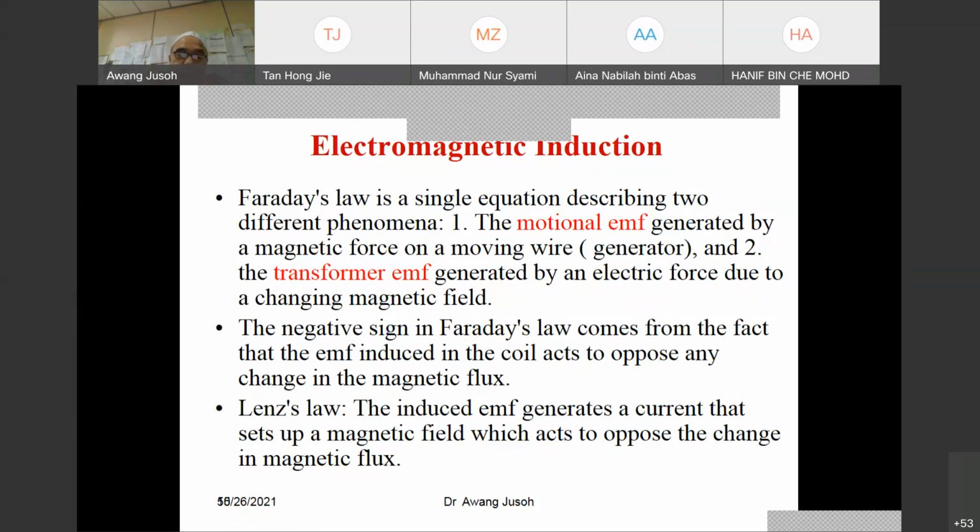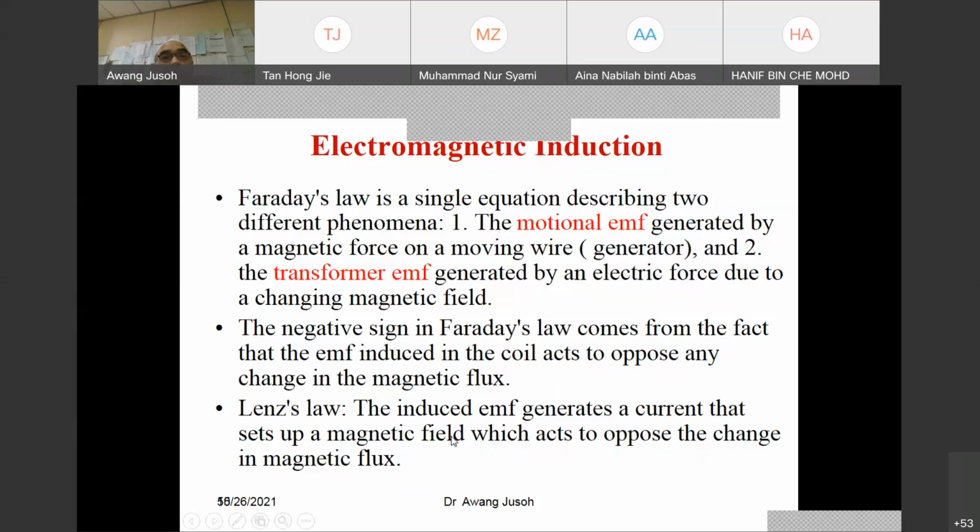Okay, Lenz's law. What is Lenz's law? Lenz's law is a law to determine the polarity of the induced voltage. Where is the plus? Where is the minus? We know that Faraday's law tells us that when the flux changes, it produces voltage, but we don't know exactly the direction. We just put a minus sign, oppose. But with Lenz's law, we can determine the direction of the induced voltage.